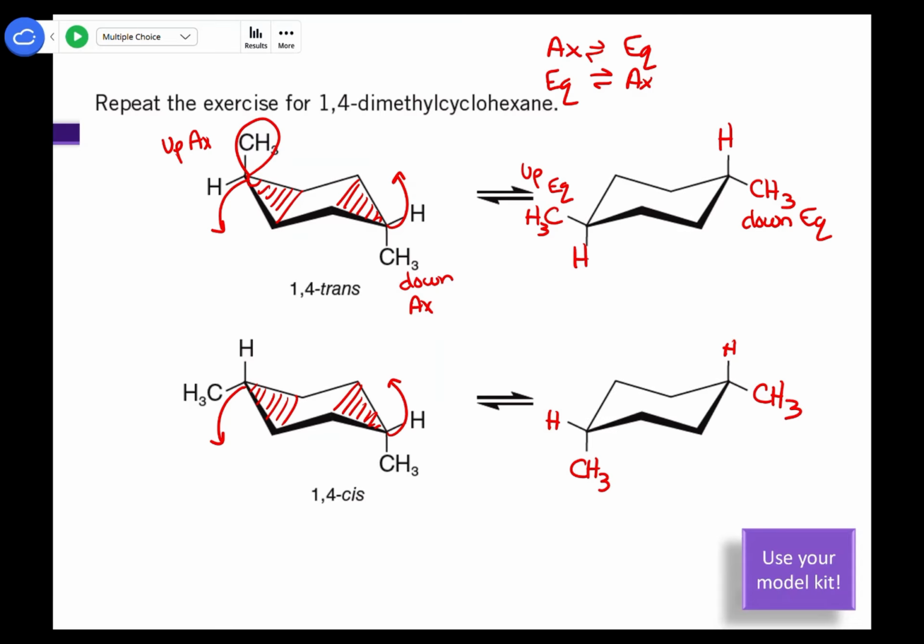On the left, we have equatorial and axial. On the right, we have equatorial and axial. So these have the same energy. We forgot to vote on the top one. So the top 1,4 trans, which one is more stable? Who votes for the one on the left? Who votes for the one on the right, on the top? That is correct. This one is more stable.